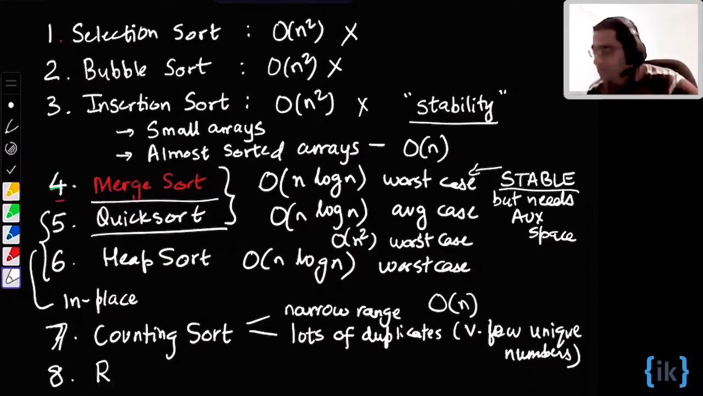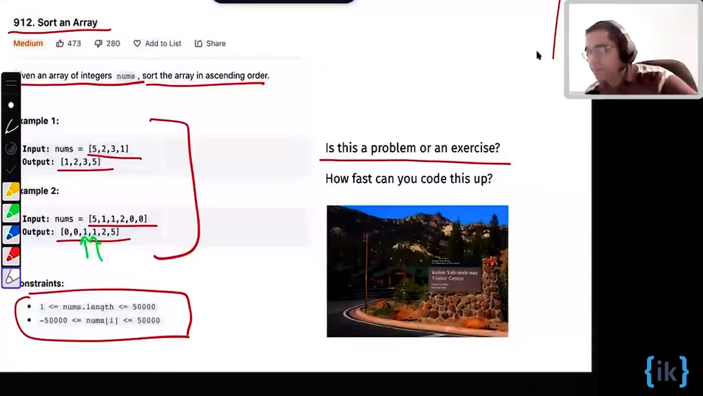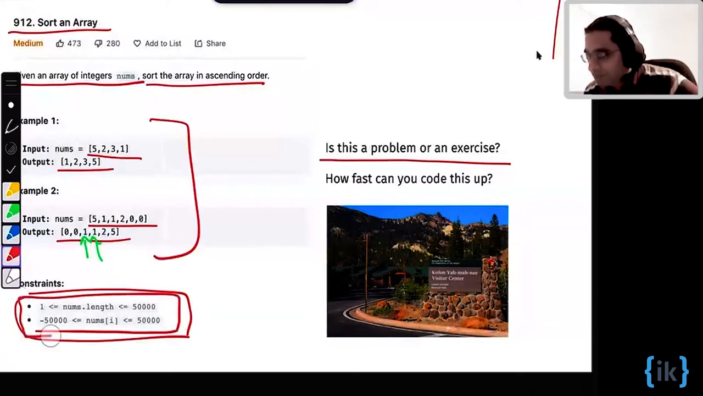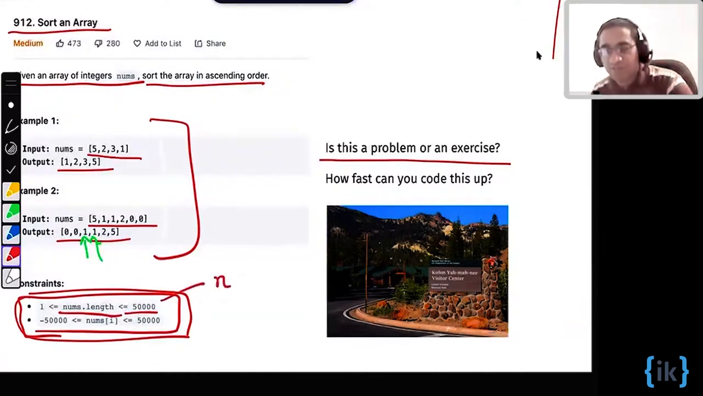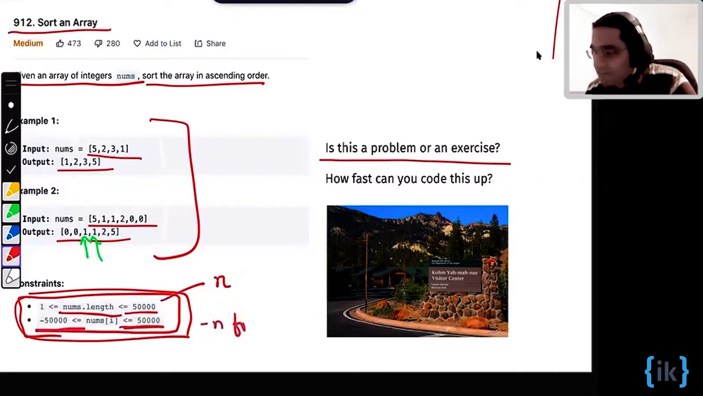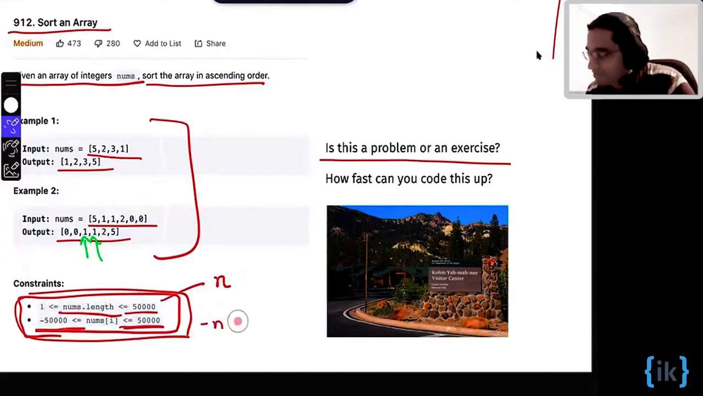So if we used counting sort here for this problem, why? Well, first of all, is the range narrow? We are talking about integers here, and the size of the input can be from 1 to 50,000. So if we parameterize it as n, let's say the size of the input is n, then the range of numbers in the input is really from minus n to plus n. That's the range.